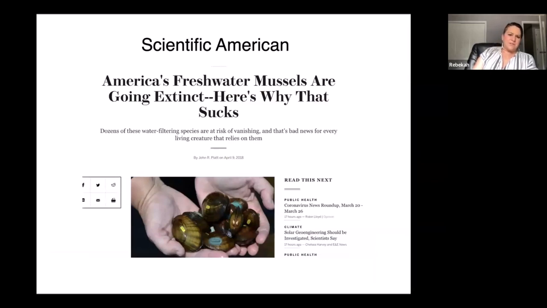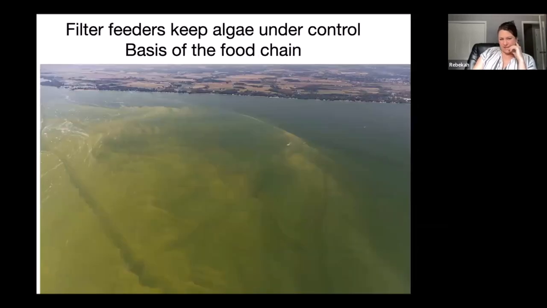These are filter feeders. They're the basis of ecological food chains. They keep the algae under control. If they go missing, there are big changes in the rivers that have effects on lots of other wildlife. So they're a keystone species for freshwater ecology. And that's bad news, including for humans. If they go missing, you can get these horrific algae blooms.